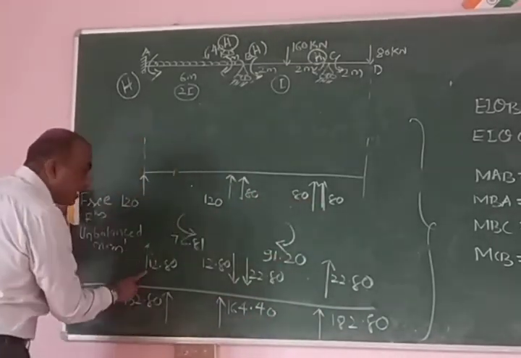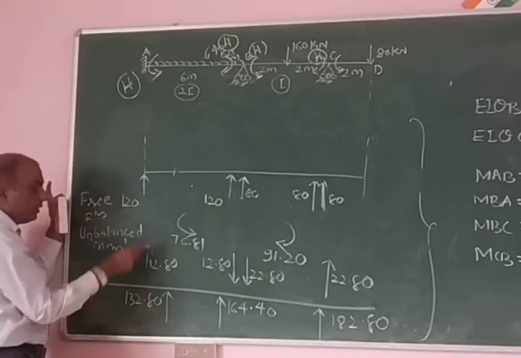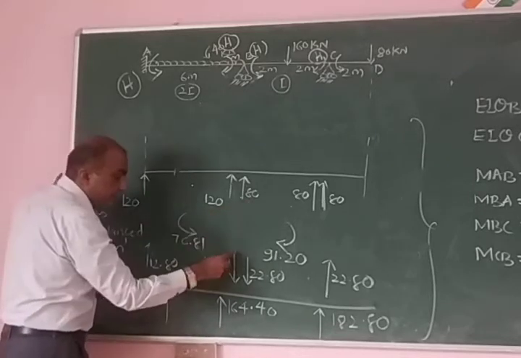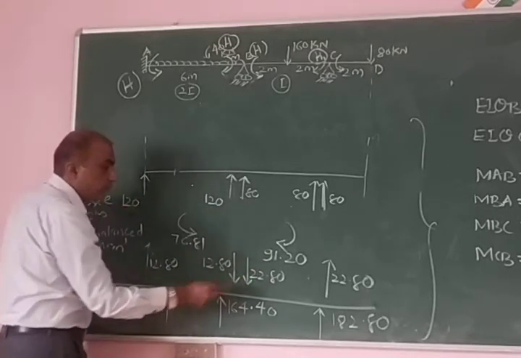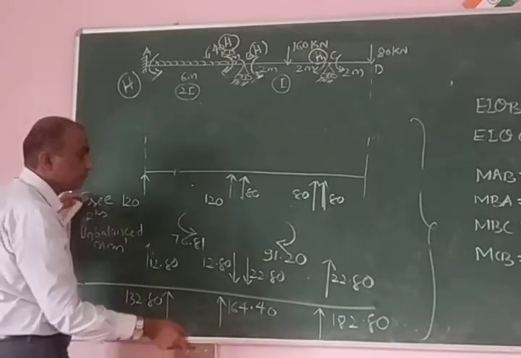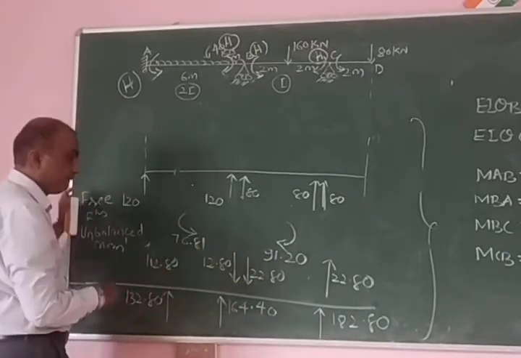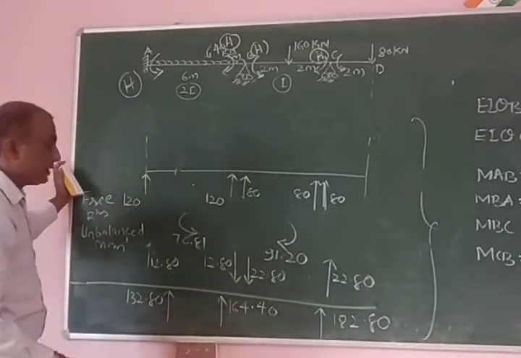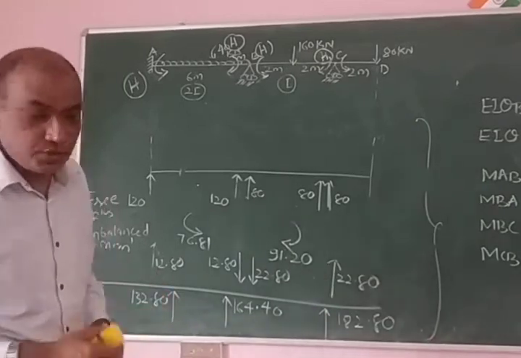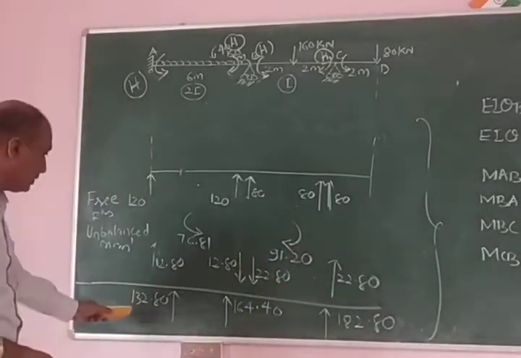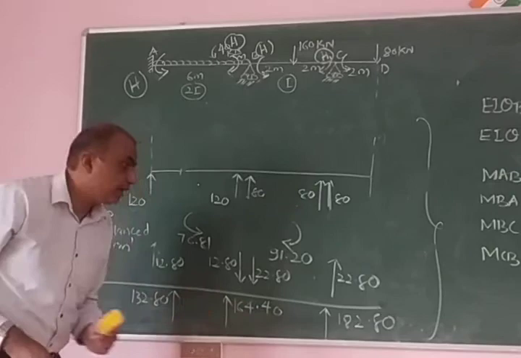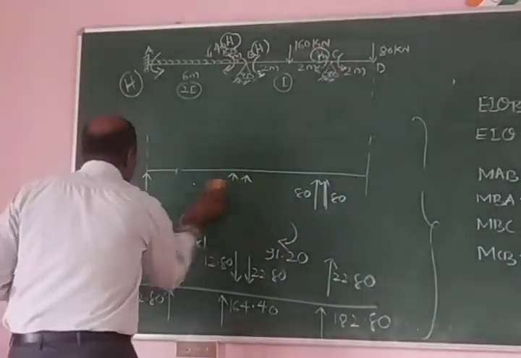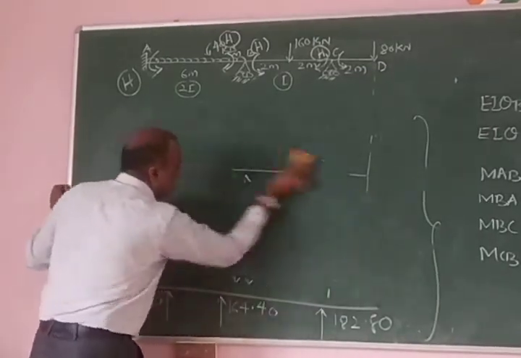Then add algebraically. Here you have 120 plus 12.8. This is 132.8. 120 plus 80 minus 12.8 minus 22.8. So this is clockwise and this is anti-clockwise. So you just add them, you are going to get the values of the final reactions: 132.8, 164.4 and 182.8. So these are the final reactions. Now using these final reactions, we have to draw the shear force diagram.